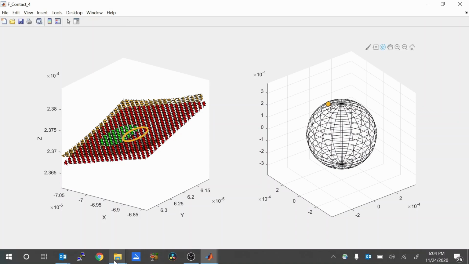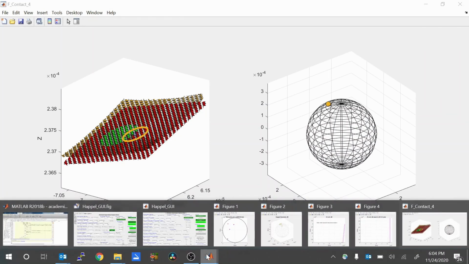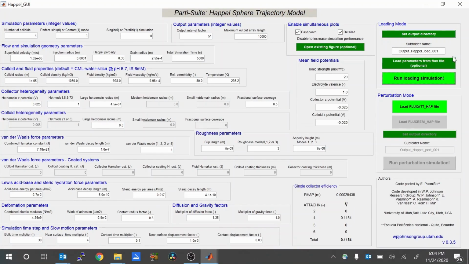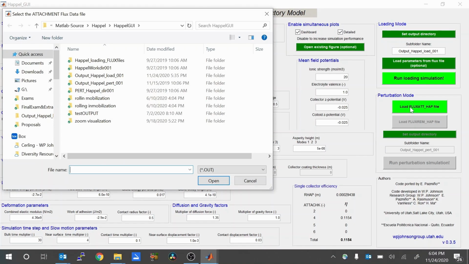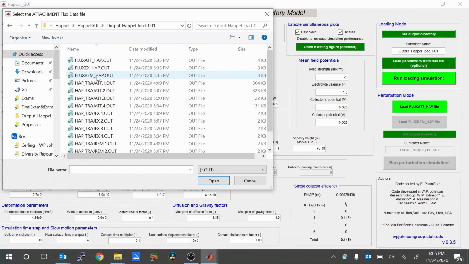So what I'm going to do now is take the results and run them in detachment mode. And so what we need to do is load the flux.at file that we obtained during this run. And those were obtained here in this output Happel load. And so the flux.at, I want to make sure that that's correct. Yeah, and one thing I should show you is this is the default directory that was chosen. I could have changed it, but the default directory that the output files were put into.